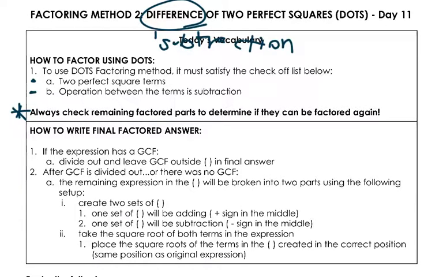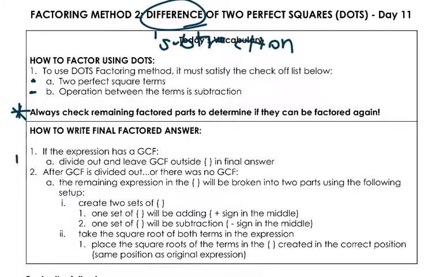On page 8 of our packet, day 5, multiplying polynomials continued, we talked about conjugates, where they had the same terms but opposite operations. One was adding and one was subtracting. So that's actually how we're going to write our final factored form.